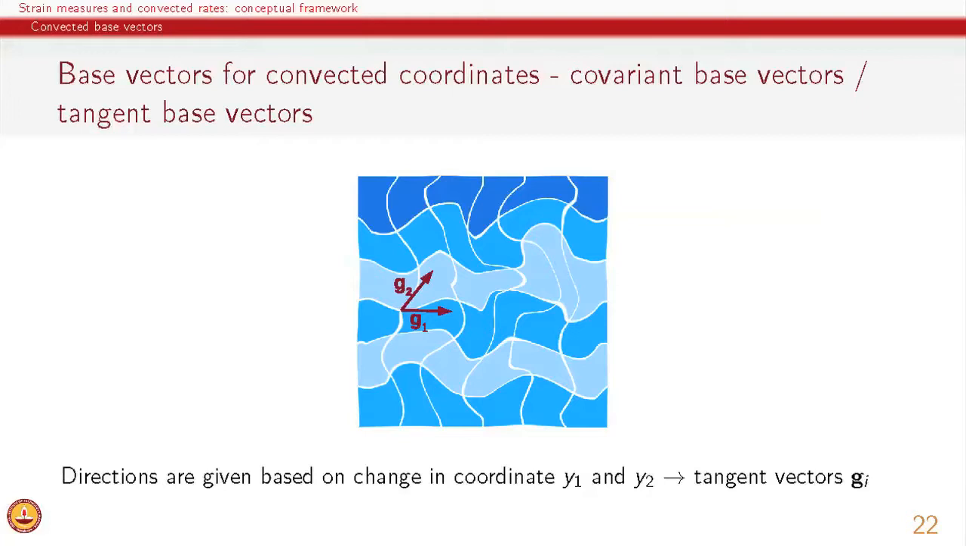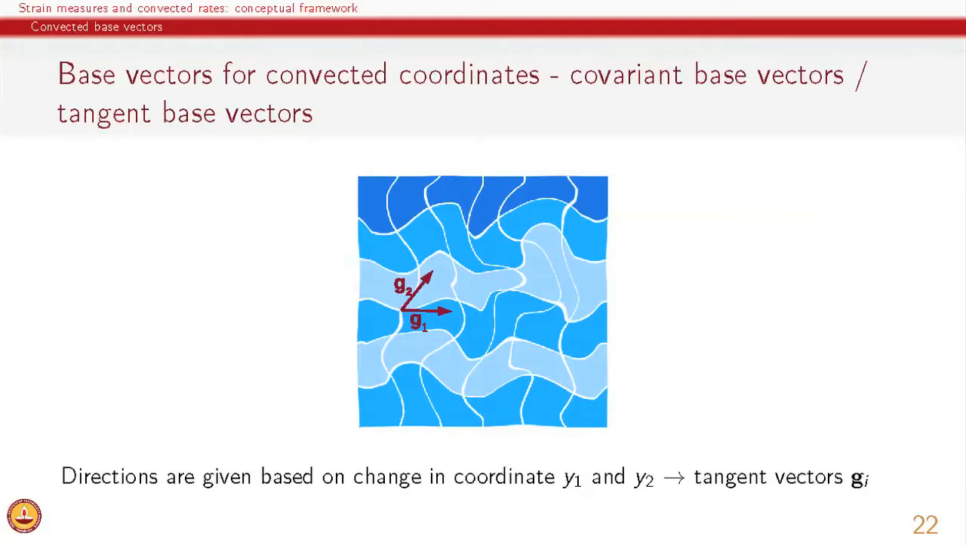So, if we go to a different point, for example, this is one direction, and in this other case this will be another direction. So, this g1 and g2 will keep on varying from position to position, and given that this is only one instant of time, they will also vary from this instant of time to another instant of time.